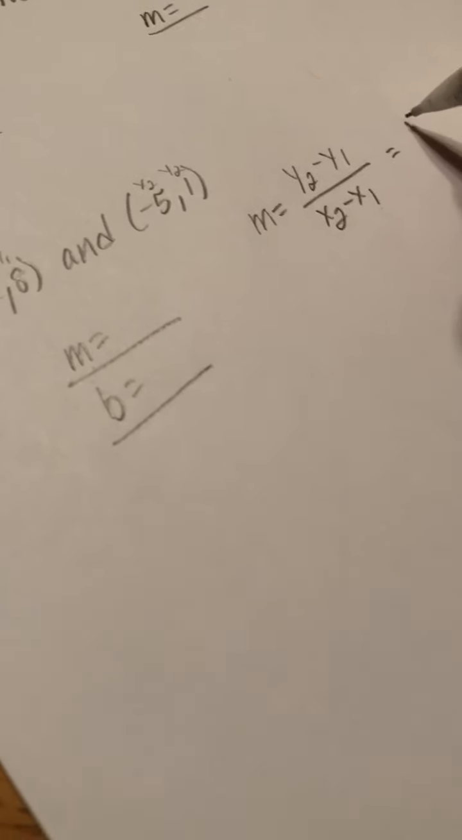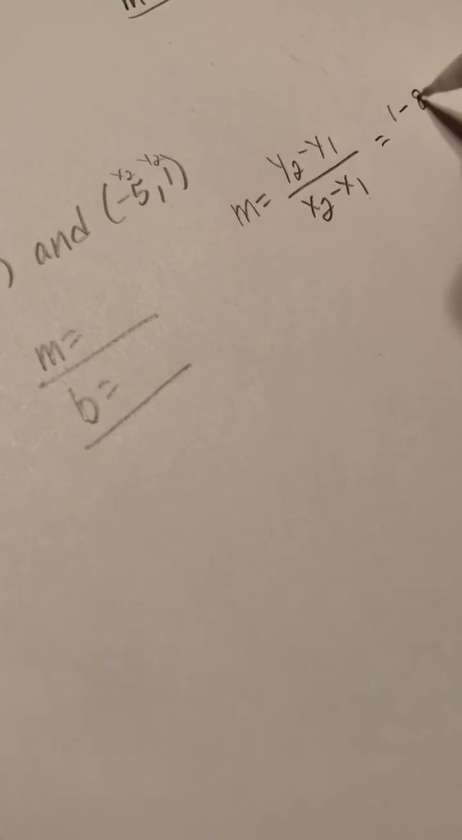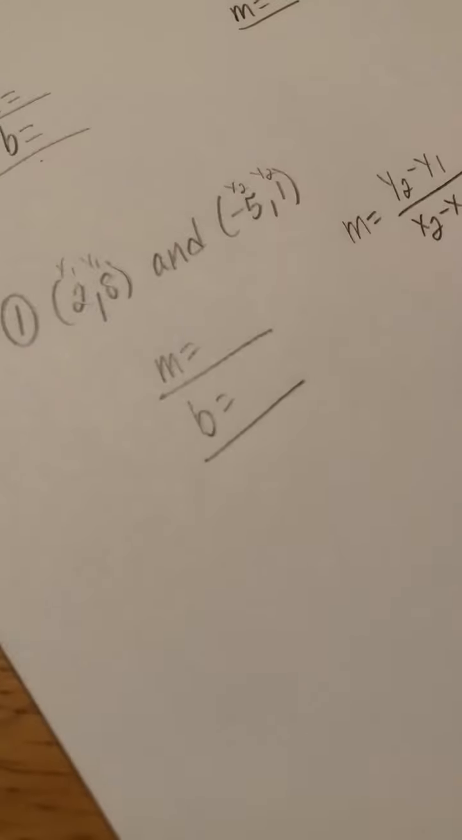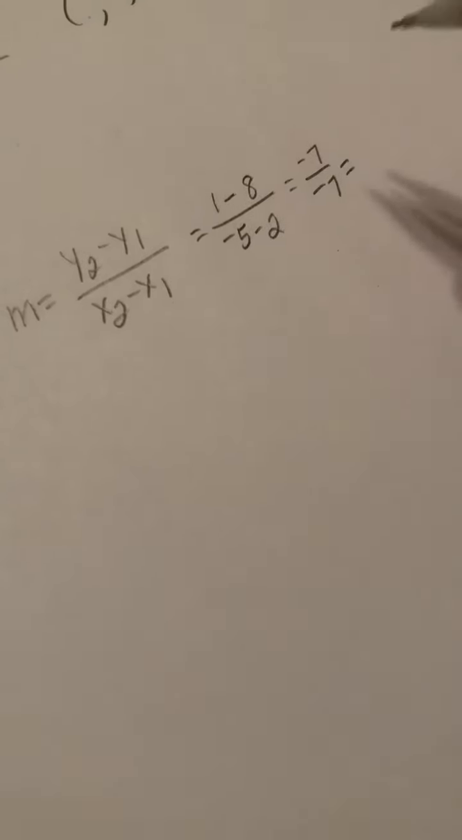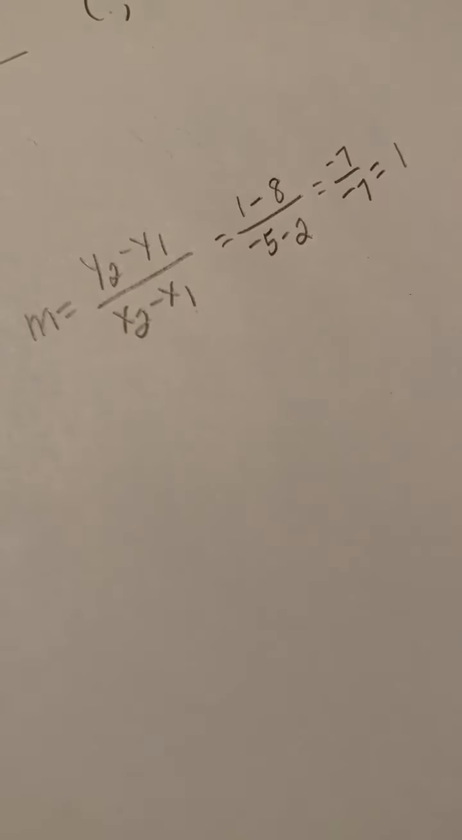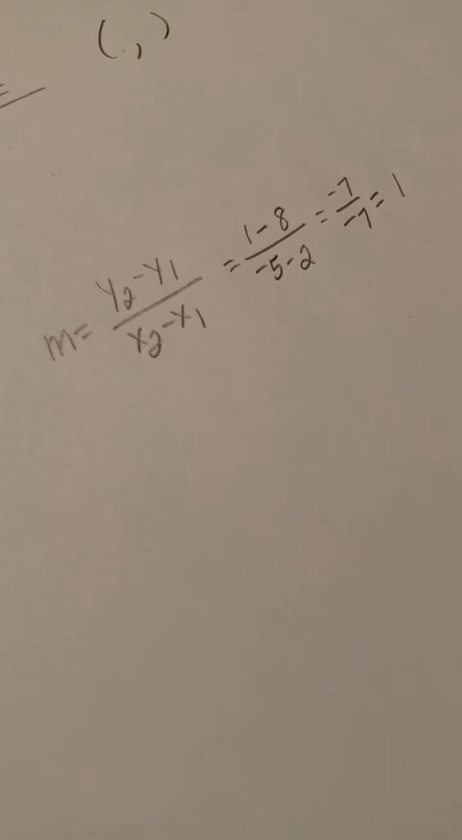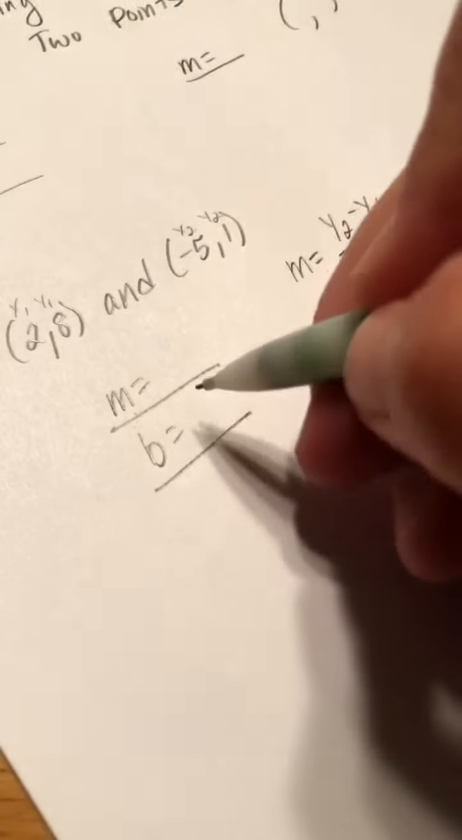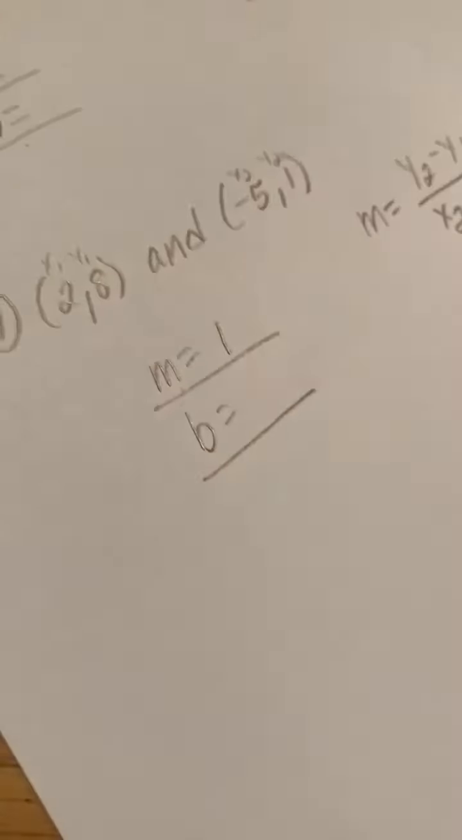So it is going to be 1 minus 8 over -5 minus 2. So we get -7 over -7, and we always reduce our slope. Some of you still aren't reducing slope. That's not okay. Okay? So now that is our M. So we just found our M.